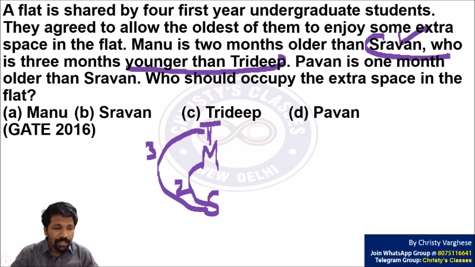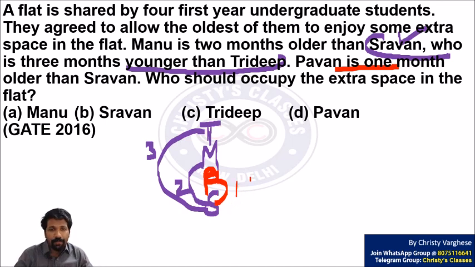Now the next sentence is about Pavan. Pavan is 1 month older than Shravan. Pavan is 1 month older than Shravan means Pavan should be here. P for Pavan, Pavan should be here. 1 month age difference. That is why we are placing between Manu and Shravan. Exactly the same scenario as the previous question. They just changed the names, that's all.